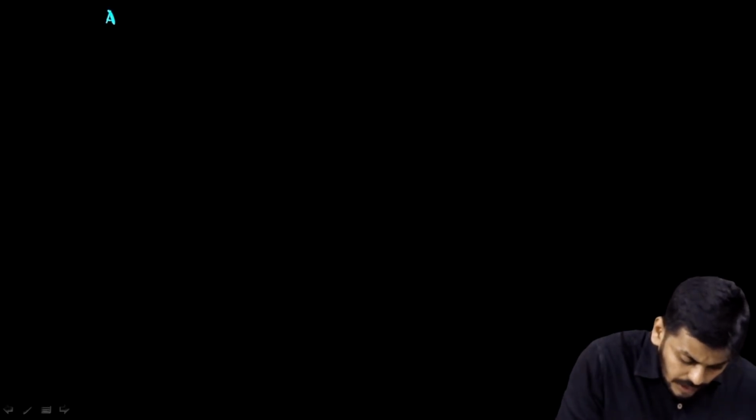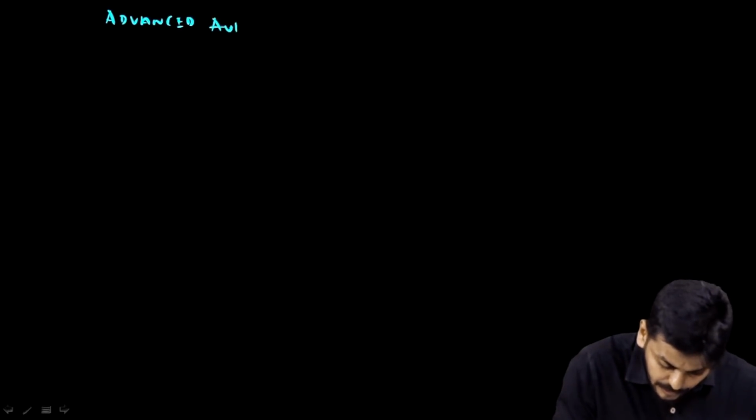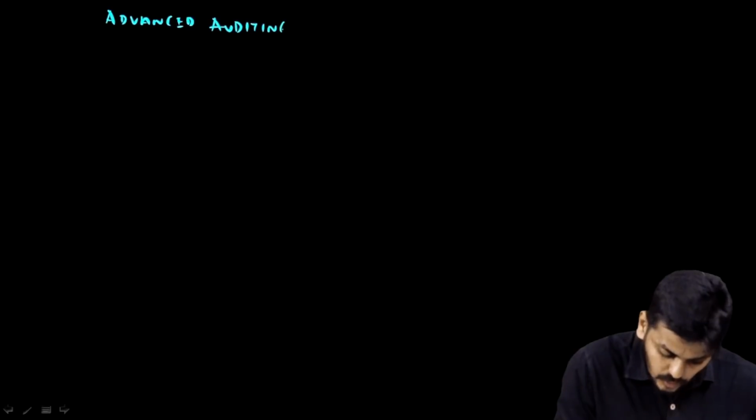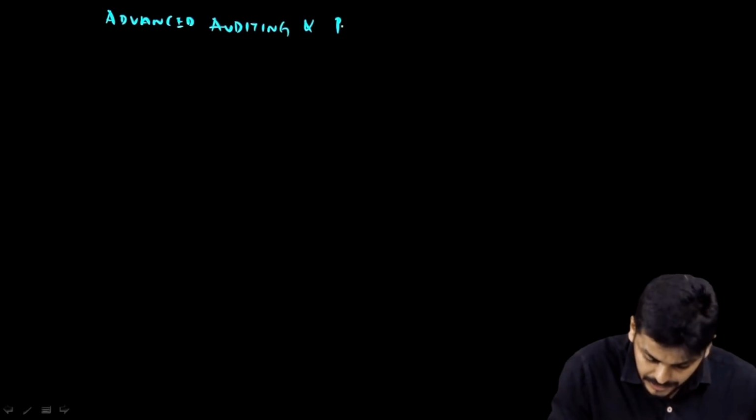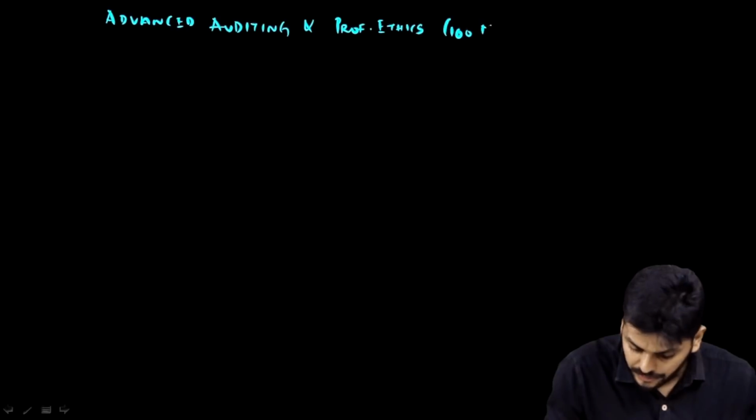So here is the discussion about your CA Final auditing syllabus. The subject is basically called Advanced Auditing and Professional Ethics. As you know, it's an entire paper for 100 marks.